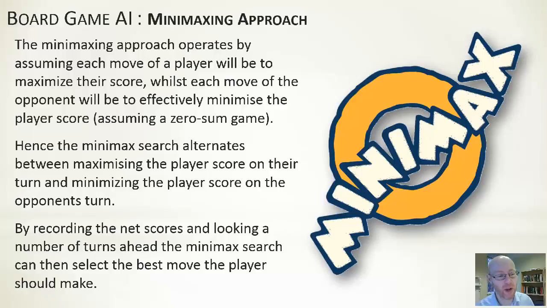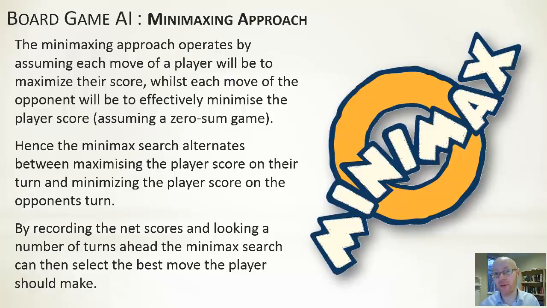So the minimax search alternates between maximizing the player's score on their turn and then minimizing the other player's score on the opponent's turn, because you're assuming that the opponent will act to minimize your score whenever he or she takes a move. So you're always thinking about it from the one score perspective: I try to maximize it in my go, but whenever I'm thinking about what you will do, I try to minimize my score, because that's what you want to do, you want my score to be as low as it possibly can be.